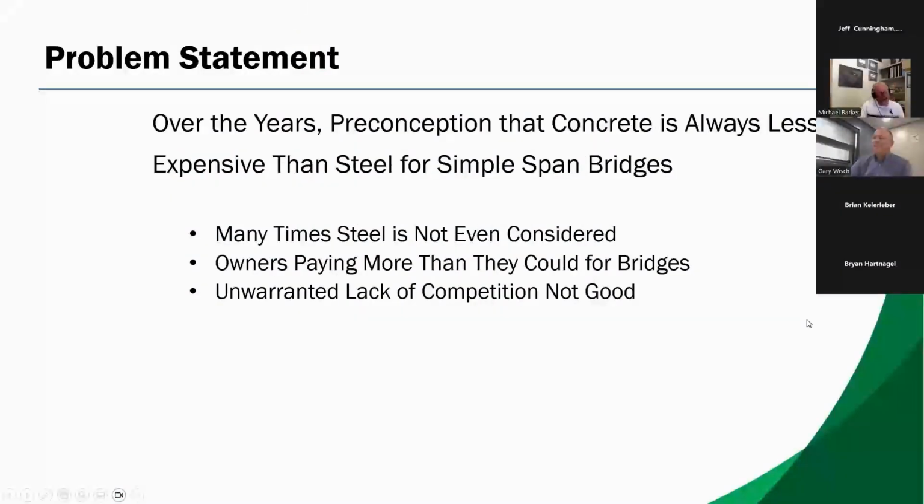So I mentioned it a little bit when I talked before. Over the years, that preconception that concrete is always less expensive than steel for simple span bridges was prevalent across the whole country. Many times steel was not even considered for short span bridges. Owners were paying more than they needed to for bridges. And we don't like that unwarranted lack of competition for any industry.